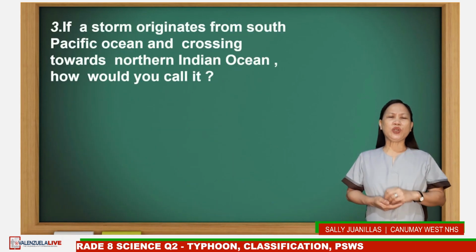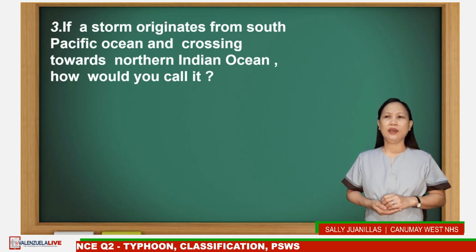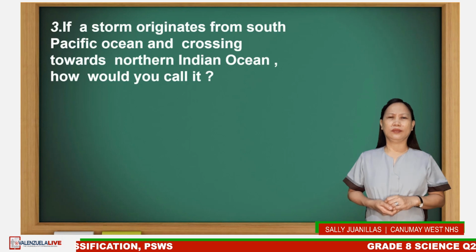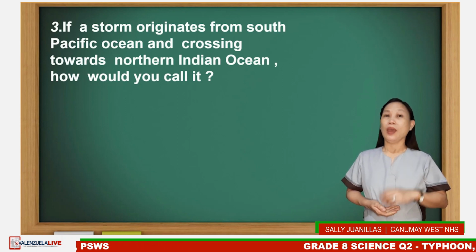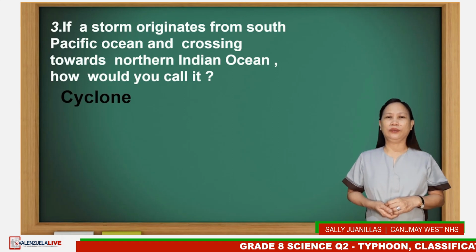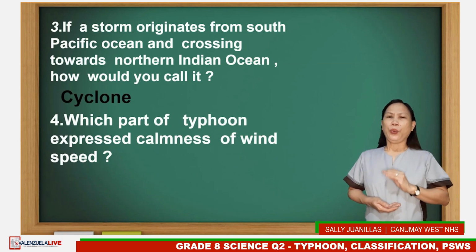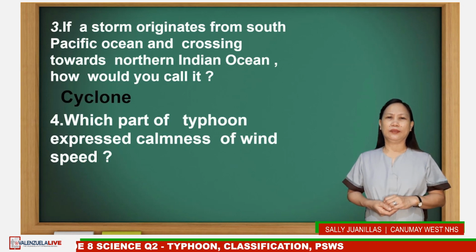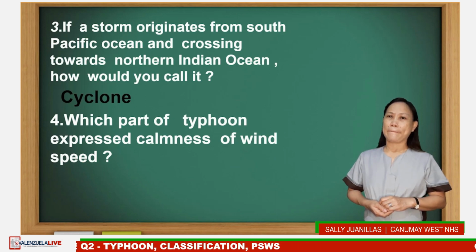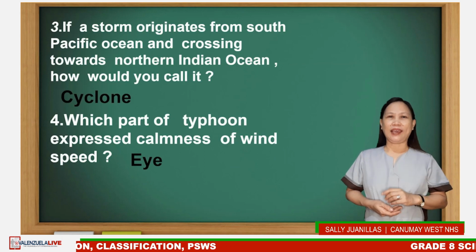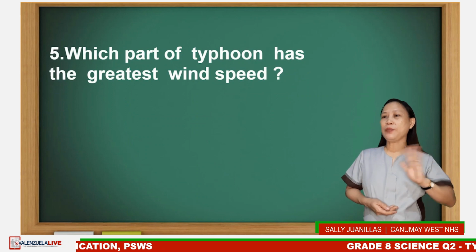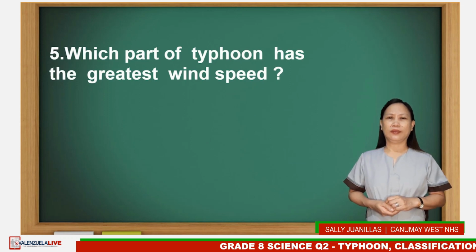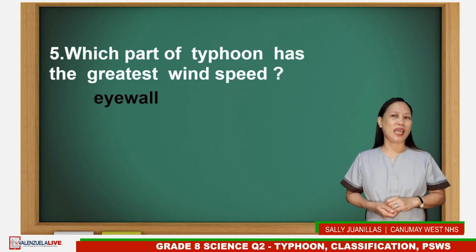Number 3. If a storm originates from South Pacific Ocean, crossing towards Northern Indian Ocean, how would you call it? Very good. It's cyclone. Number 4. Which part of a typhoon expresses calmness of wind speed? Correct. The eye. Number 5. Which part of a typhoon has the greatest wind speed? Very good. The eye wall.